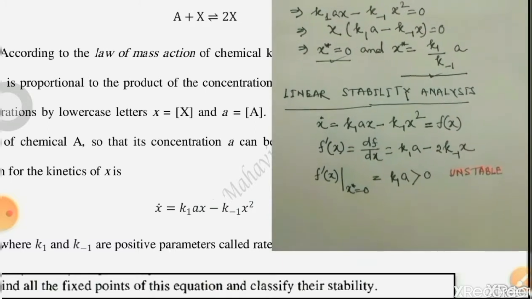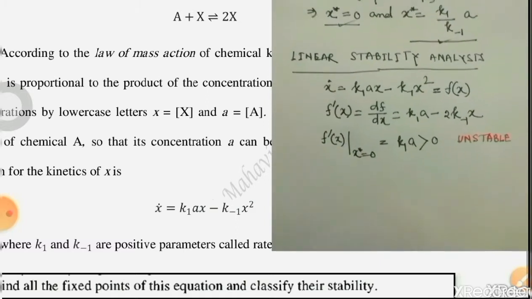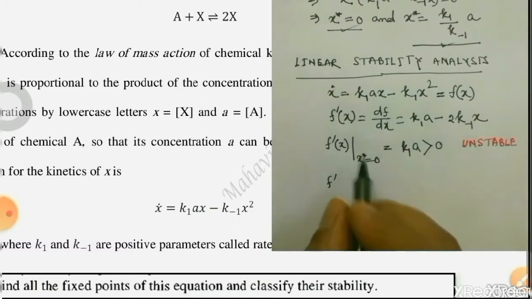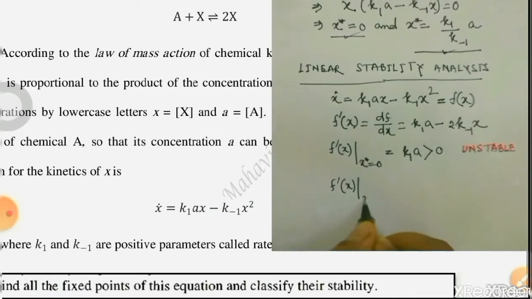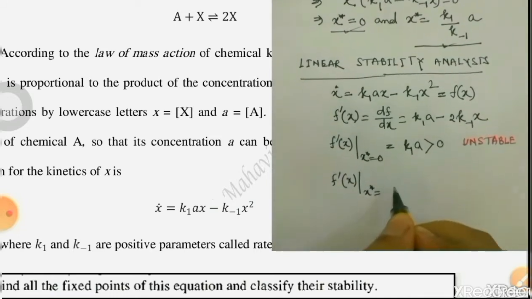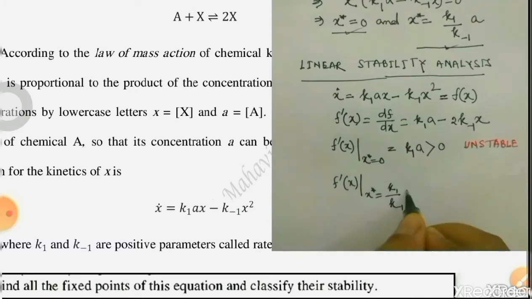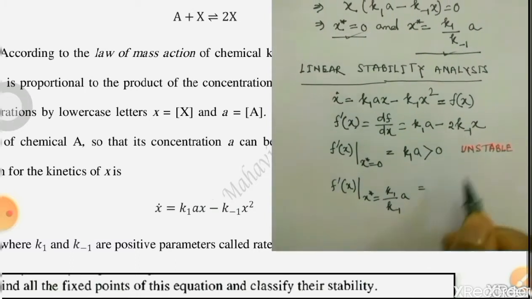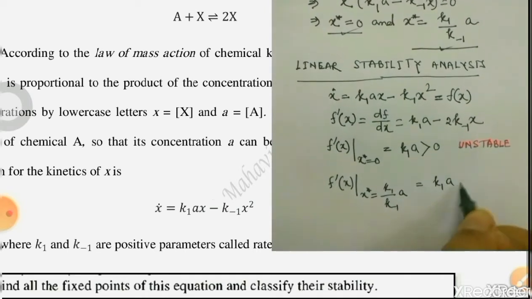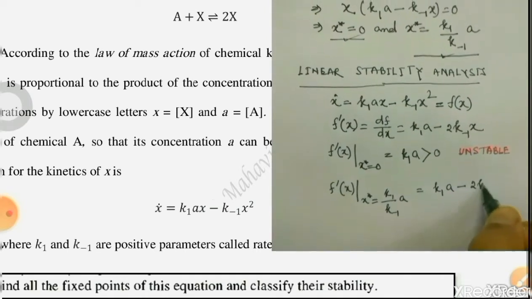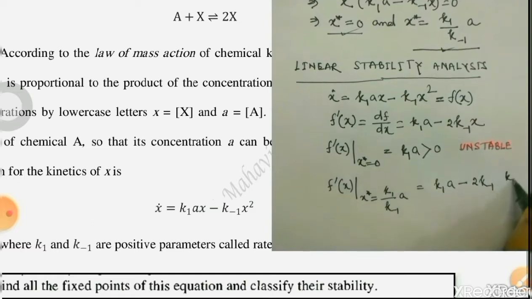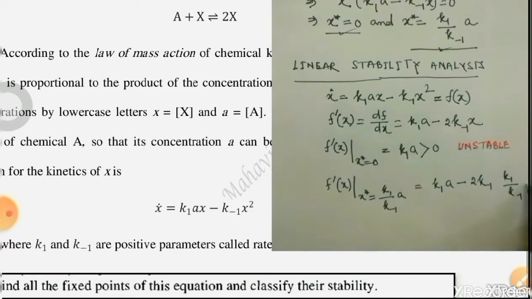Then we will check the stability of the other fixed point, that is, f prime x at x star equal to k1 by k minus 1 into a. This will be equal to k1 a minus 2 k minus 1 into k1 by k minus 1 into a.